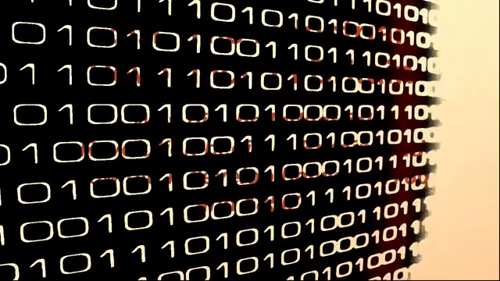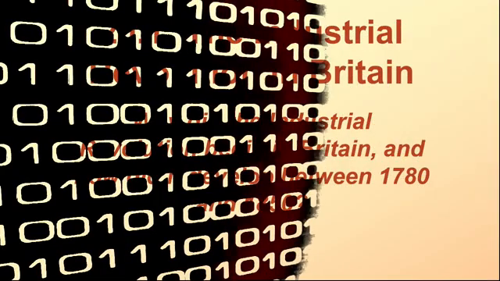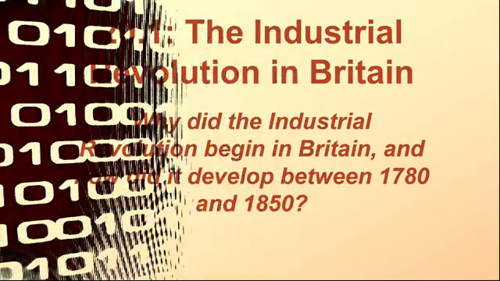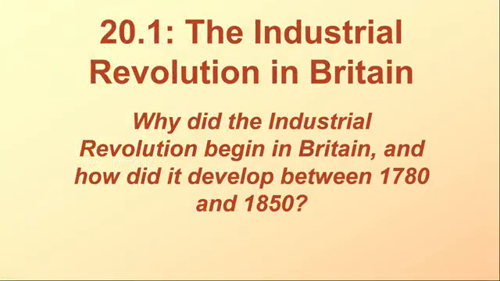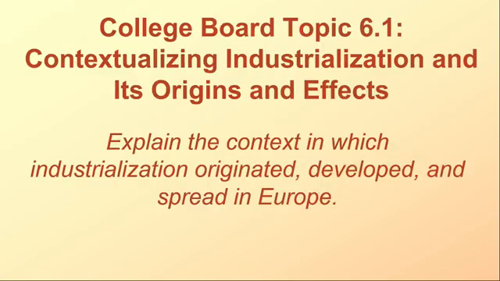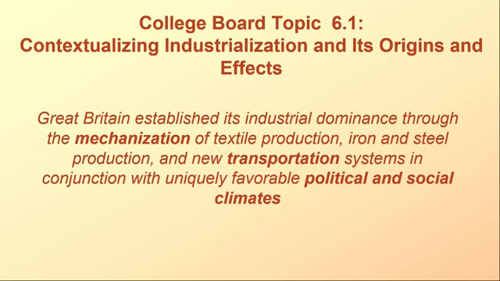This is lesson 20.1, the Industrial Revolution in Britain. Specifically, why did the Industrial Revolution begin in Britain and how did it develop between 1780 and 1850? College Board Topic 6.1, Contextualizing the Industrial Revolution and its origins and effects. Explain the context in which industrialization originated, developed, and spread in Europe.